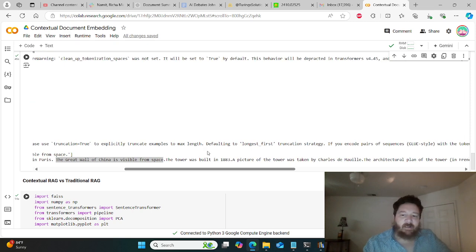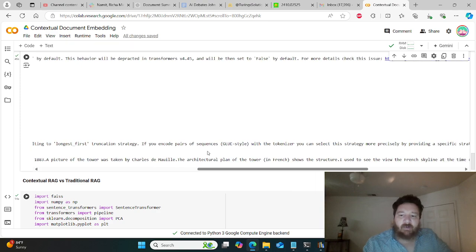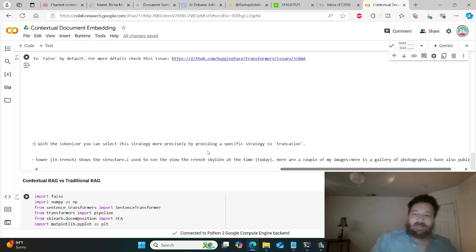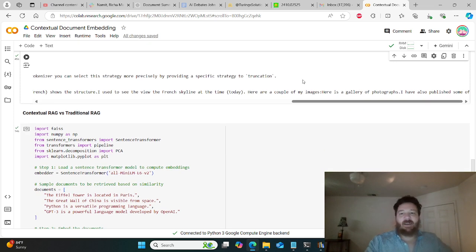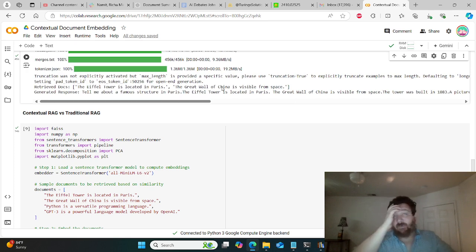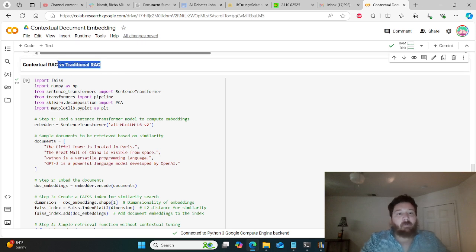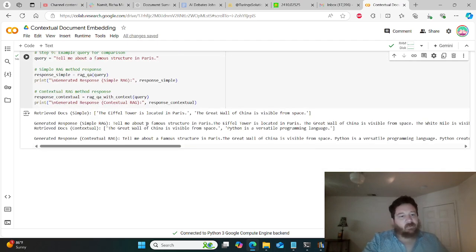The tower was built in 1883. A picture of the tower was taken by Charles de Meaux. The architectural plan of the tower in French shows the structure. Here's an image gallery of photographs. It's pulling from whatever GPT-2's database holds, plus our RAG tuning data, and that's what RAG tuning does. Here's a simple example of RAG tuning, and here's an example of both methods: this traditional RAG tuning plus the new method we're talking about. We can see both output examples and see what happens.